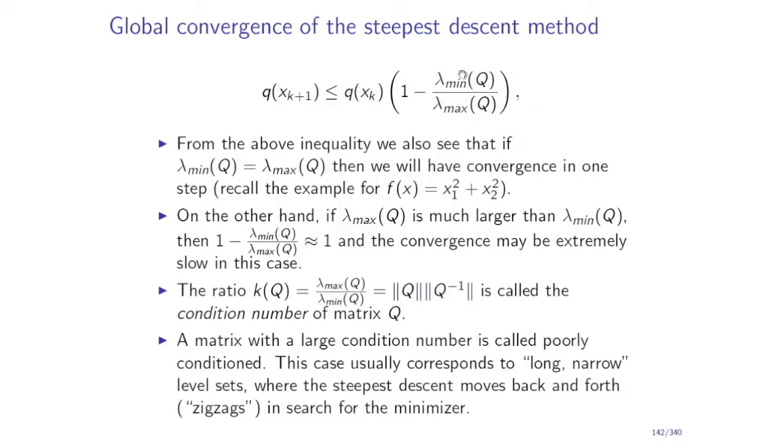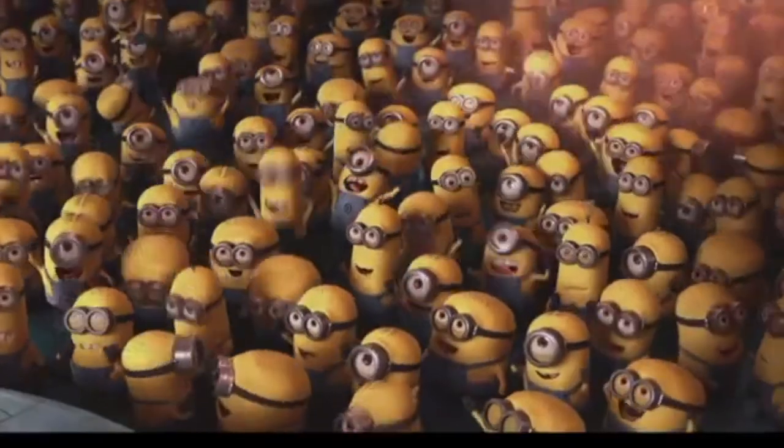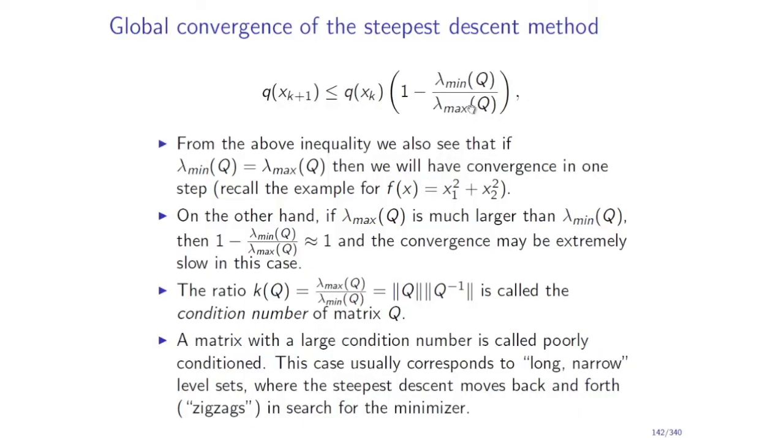Therefore, if let's say we had lambda minimum equal to lambda maximum, like we had in the example with the norm of x, then obviously this ratio would be equal to 1. The difference here would be equal to 0, and we would have the error equal to 0 in just 1 step. So you would have convergence in 1 step. But on the other hand, if this lambda minimum is much smaller than the lambda maximum, then this difference here will be close to 1, and we see that the upper bound on the error may decrease very slowly.